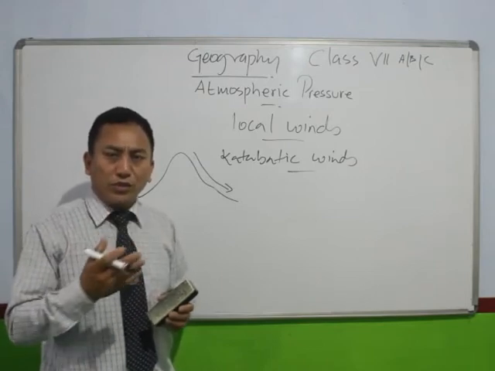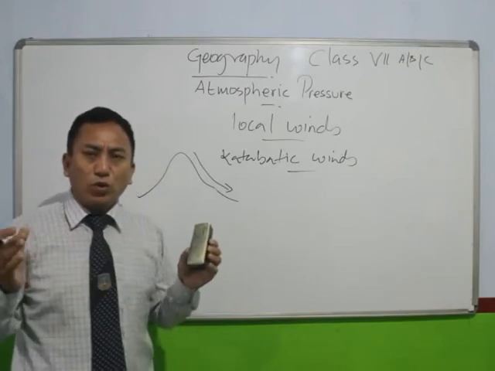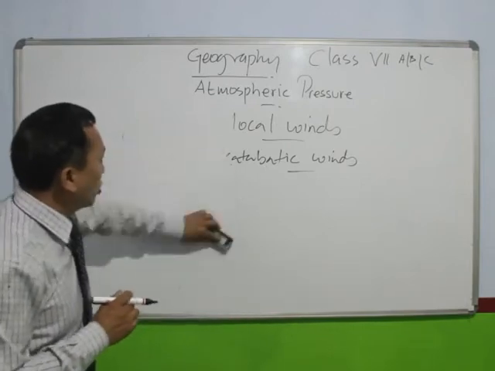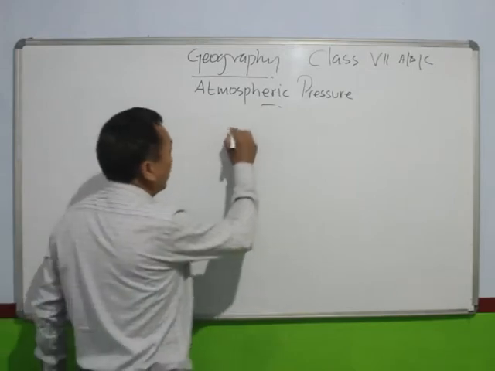Then we also have the example of other local winds like Lu, which blows in the northern plains, like in Punjab, UP, Bihar and so on. In those areas the winds blow. That is another example of a local wind. Now let us go a little bit further towards the other wind, that is the variable winds.